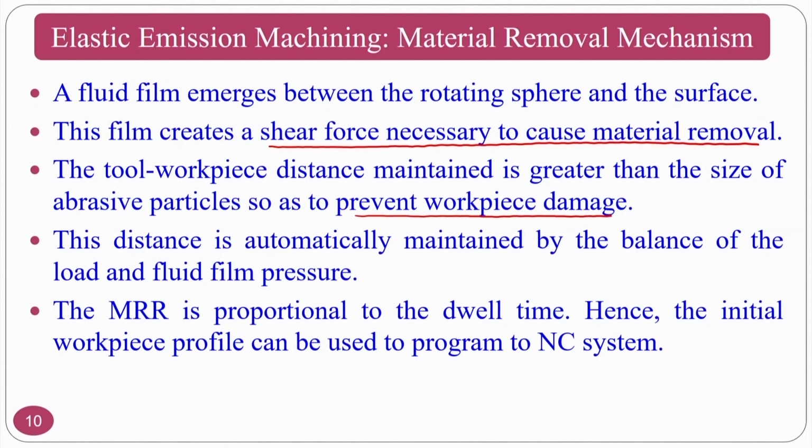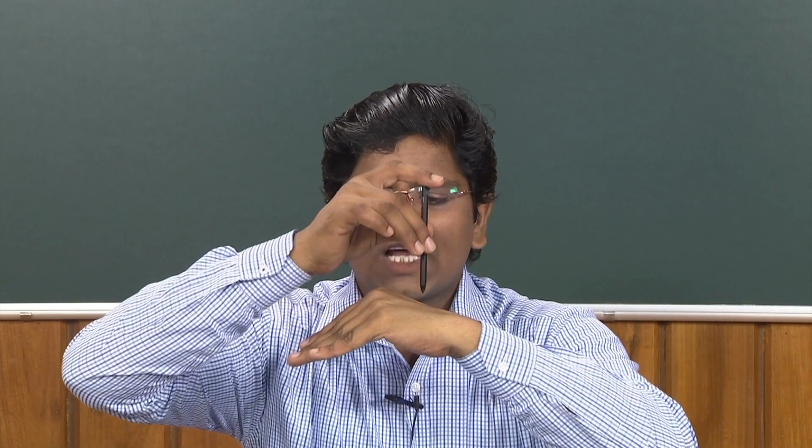The MRR is proportional to the dwell time, hence the initial workpiece profile can be used to program the NC system, numerical control system, or computer numerical control system. Assume that I want to finish a convex shape. I measure it with the CMM, take all the points, and convert them into M codes and all the other codes. Then you can feed this to the CNC system. When you feed it to the CNC system, the CNC system will take care of the XYZ motion and other things.